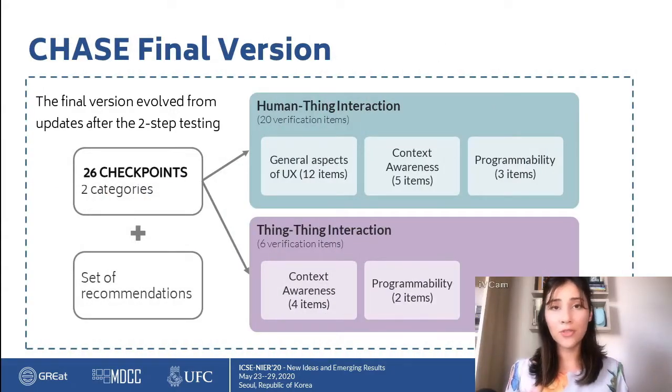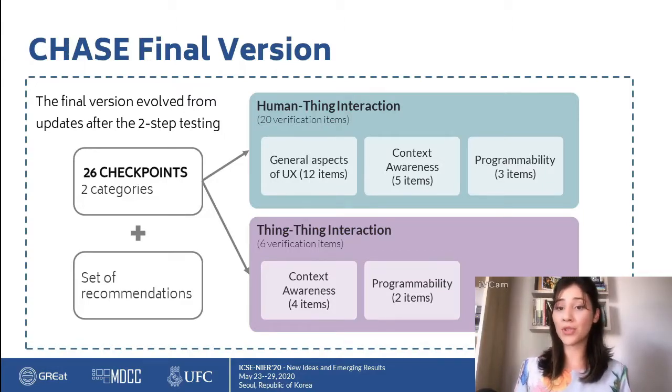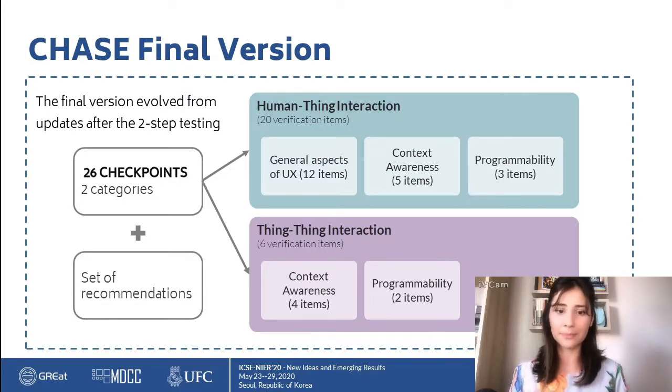The final version of Chase has 26 checkpoints divided into two categories: human-thing interaction and thing-thing interaction. Human-thing interaction contains items to evaluate the interaction that occurs between smart objects and the user, and thing-thing interaction contains items to evaluate the intercommunication between smart objects in order to provide the user with a service.